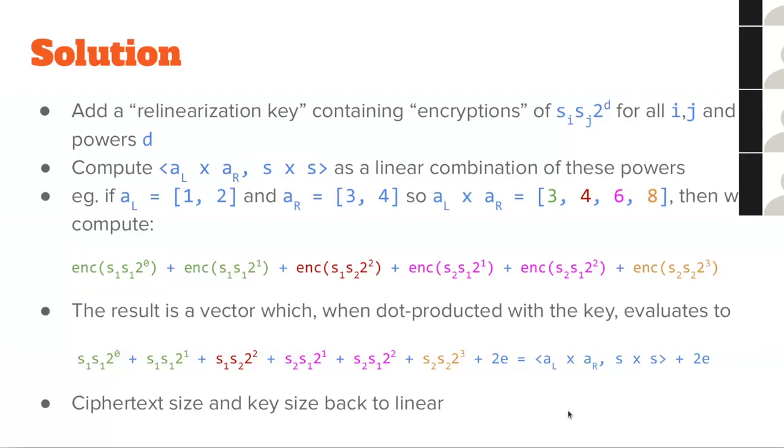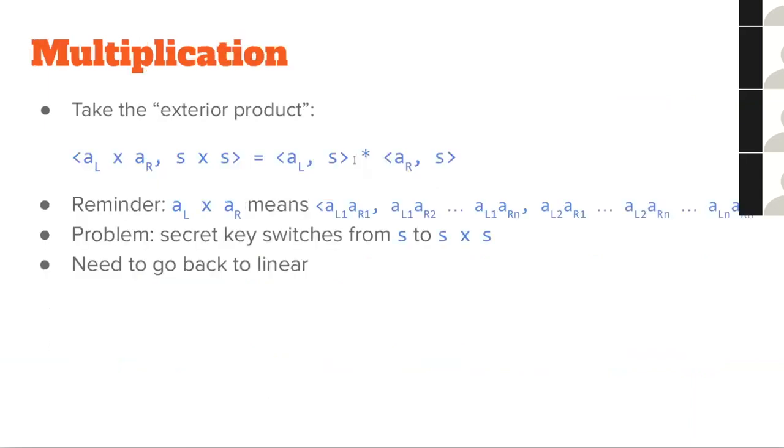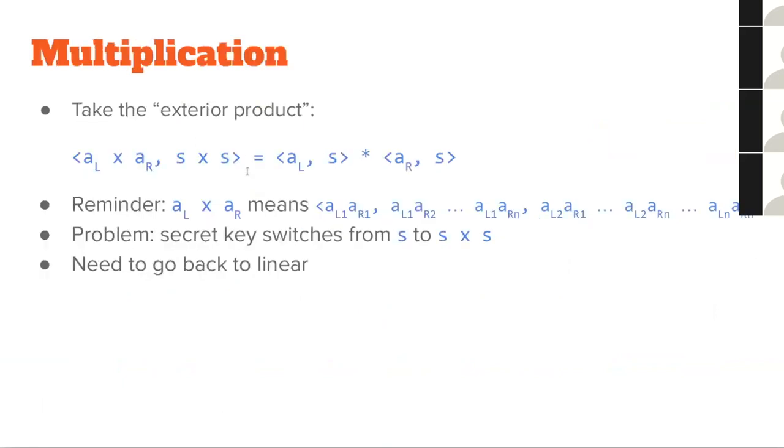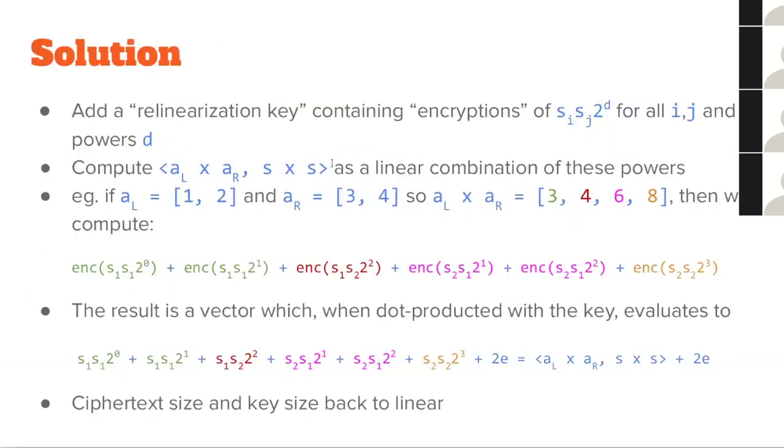It does not help with the error basically because this expression itself is going to evaluate to this multiplied by this. And AL is equal to M plus 2E, AR is equal to M plus 2E. And so the product of those things is going to contain a term that has 4E squared. And so here you have 4E squared plus some more error that comes from a logarithmic number of these, right? So the error still blows up from being a multiple of E to being a multiple of E squared.